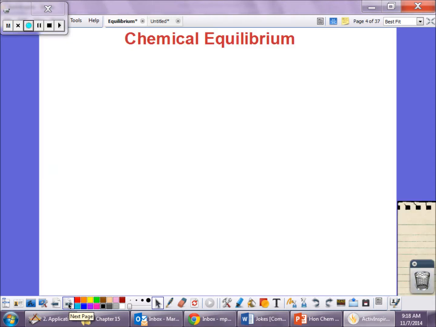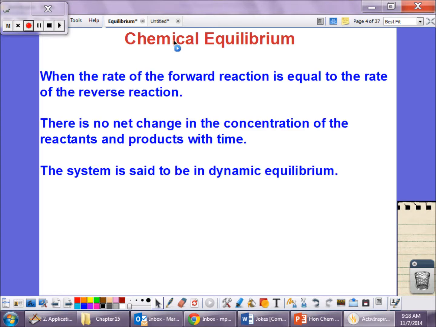Okay, chemical equilibrium. When you say the word equilibrium, what really comes to your mind is equal, it is balance. But I have to tell you from the beginning, equal does not mean that the amount of reactants equals the amount of products. It is just a balance. What it means is that the rate of the forward reaction is equal to the rate of the reverse reaction.